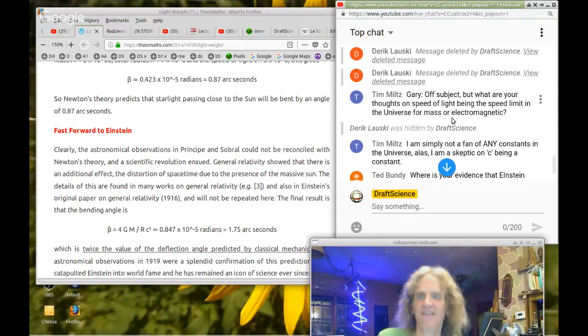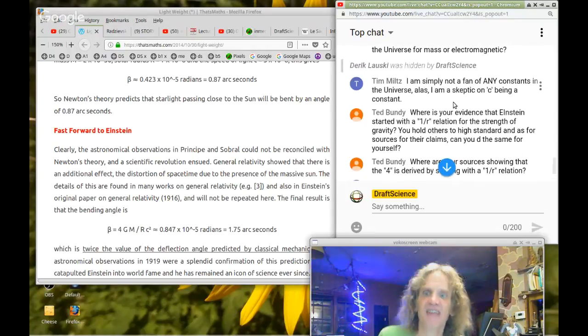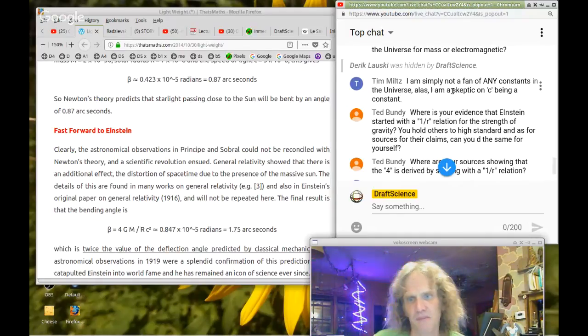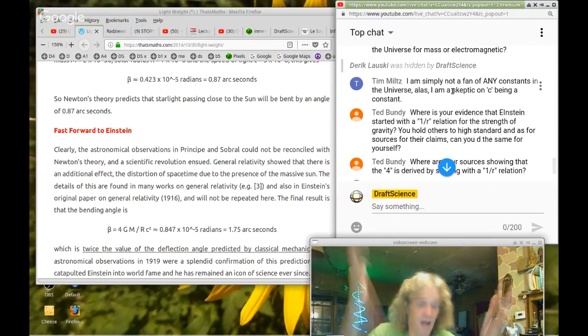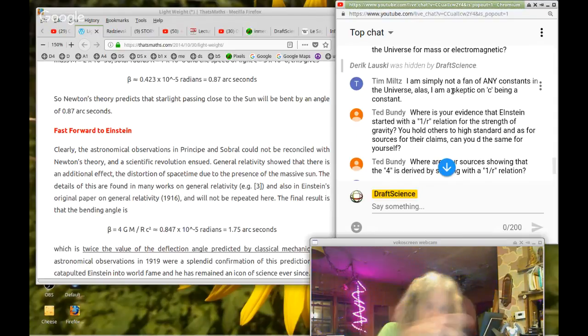I mean, it's not a legitimate question to ask. I am simply not a fan of any constants. I don't care. It's just stupid. I'm not a fan of a constant. But why would you not be a fan of a constant? Like the fact that every photon is exactly the same or every electron is exactly the same. Why shouldn't it be? It's a simple thing. I mean, do you think a checkerboard is made of constant squares and the checkers are constant? What's wrong with constants?